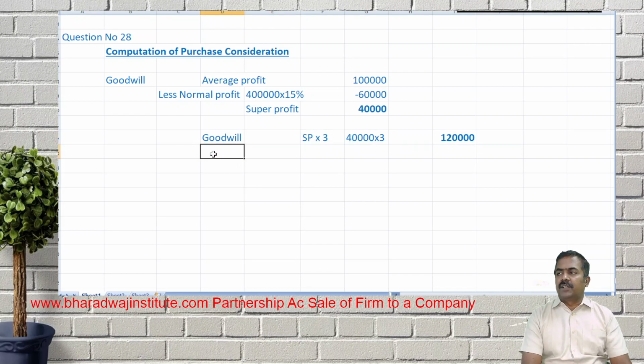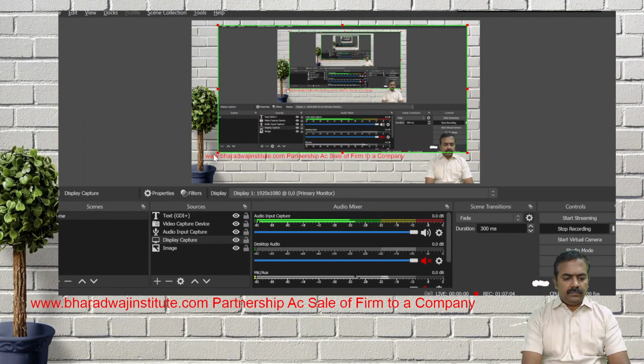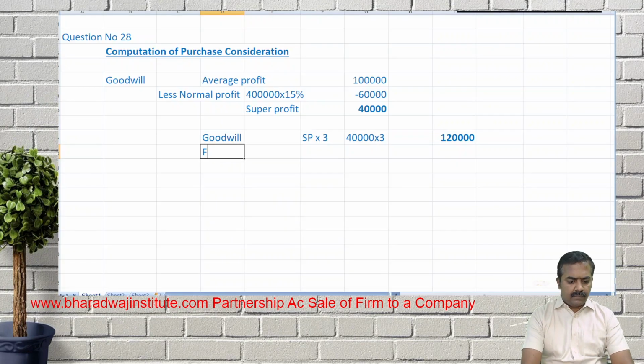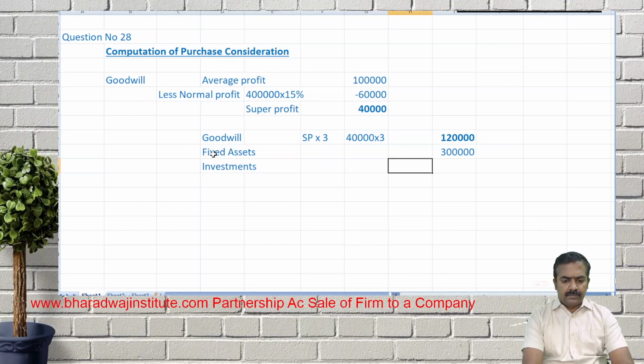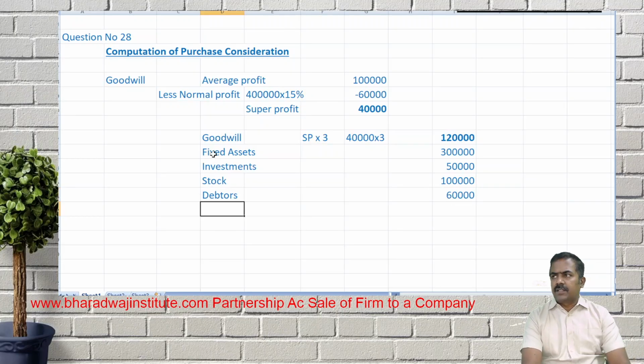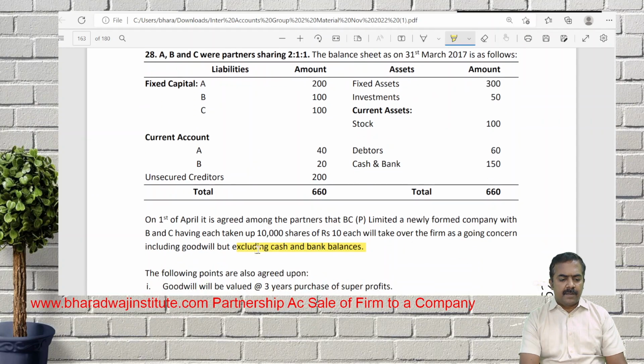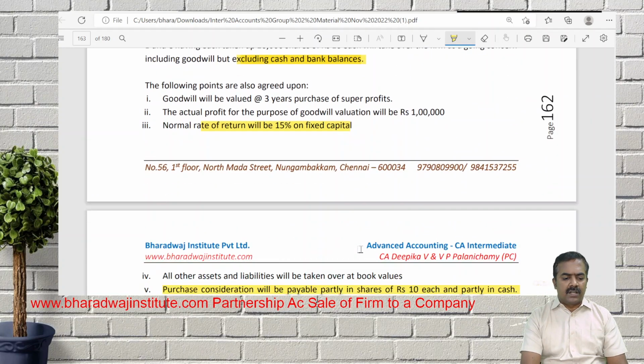Take up this. All other assets and liabilities at what value? Book value. How much fixed assets? 3 lakhs. Then current assets: investments, stock, debtors. What about cash and bank balance? It is clearly specified: excluding cash and bank balance. That is not taken over.